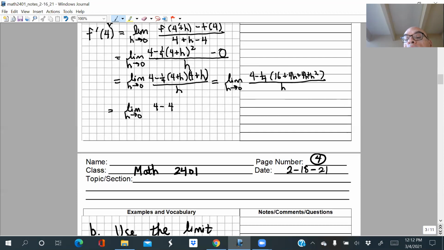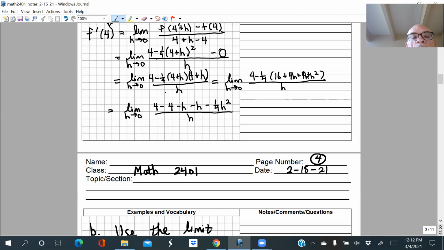And then you have minus 1/4, it's a minus 4. And then you have minus 1/4 times 4h. That looks like minus h, right? And then you have minus 1/4 times 4h again. That's another minus h. And then you have minus 1/4 times h squared. Unfortunately, the 1/4 doesn't go away there. So you get minus 1/4 times h squared, right? Over h.